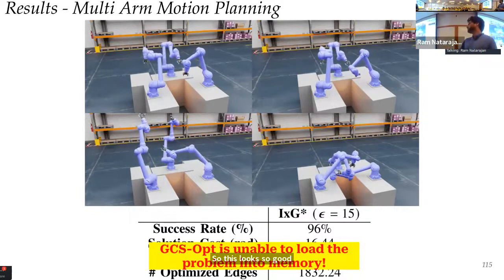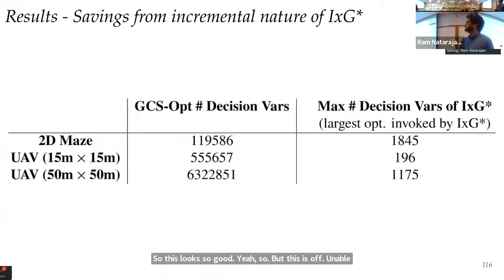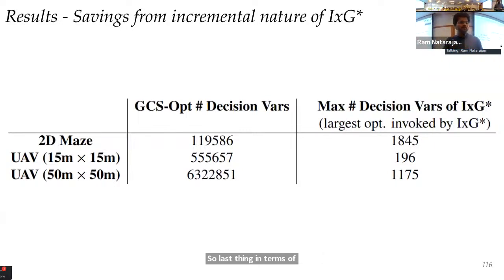But GCS opt was unable to load this problem into memory. Last thing, in terms of the savings that you obtain because of the incremental nature of IXG star, you see that even the largest optimization that was invoked by IXG star is only a fraction of what GCS opt solves at every query.